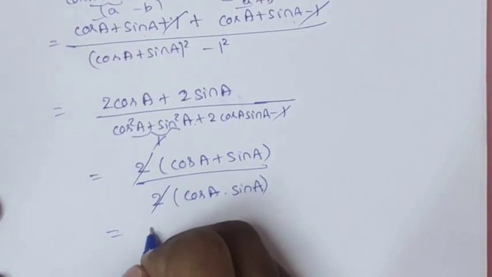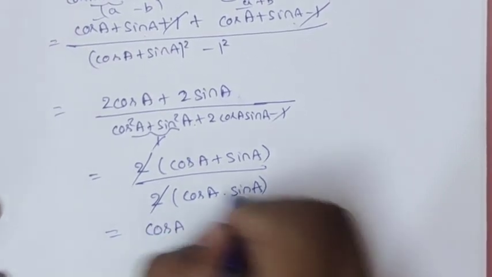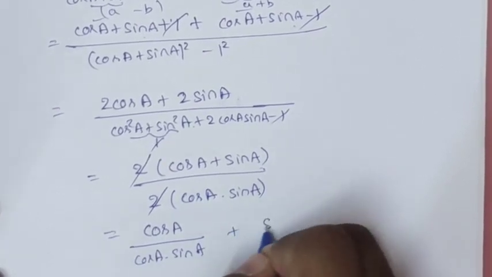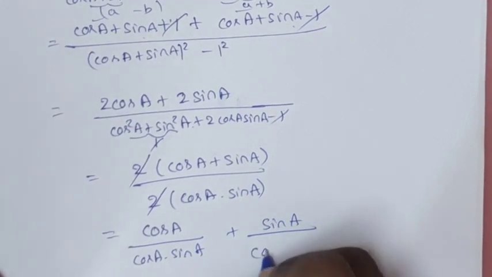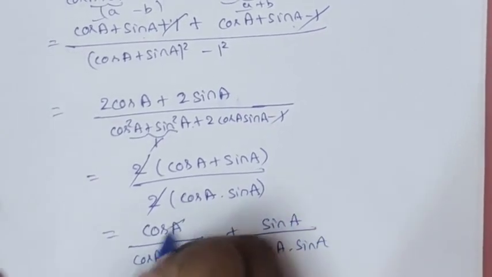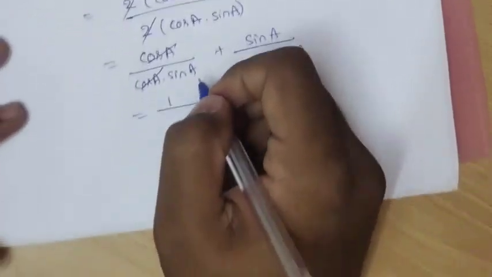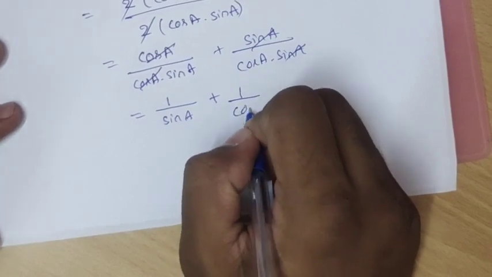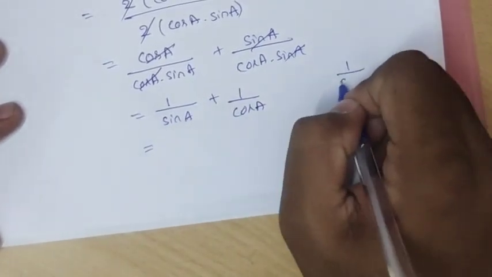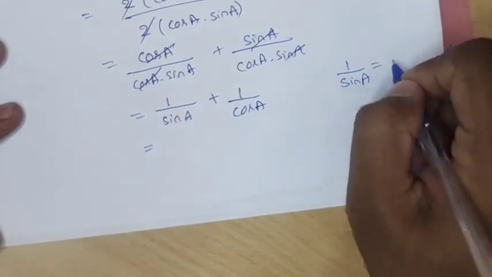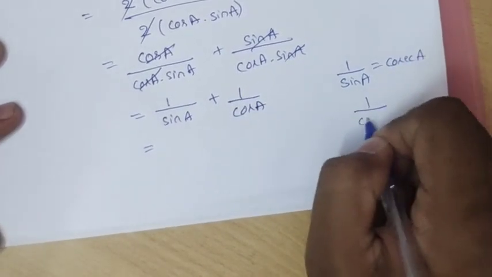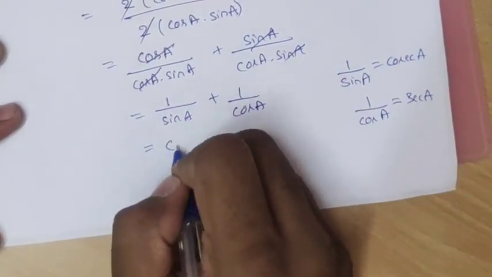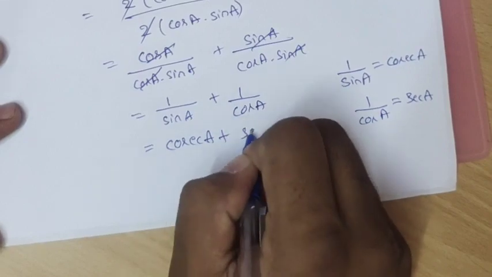If we split the numerator, both the terms of the numerator, cos a divided by cos a into sin a plus sin a divided by cos a into sin a. So cos a gets cancelled, and the remaining thing is 1 divided by sin a, plus here sin a gets cancelled, 1 divided by cos a is the remaining thing. So 1 by sin a can be written as cosecant a. And 1 divided by cos a can be written as what? Secant a. So that is what we need: cosecant a plus secant a.